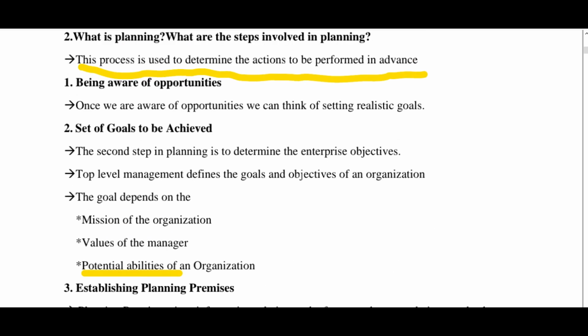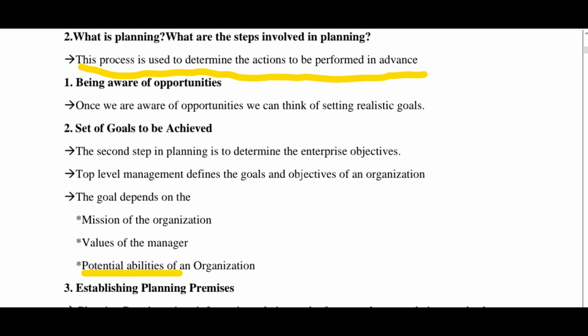The first step is to be aware of the opportunities, like if you want to create a car, what are the machineries or equipments available in the market with the help of which we can create a car. Then you have to set goals to be achieved. We can't set a goal that we will create a reusable rocket in 2 or 5 years. It takes a long period of time.